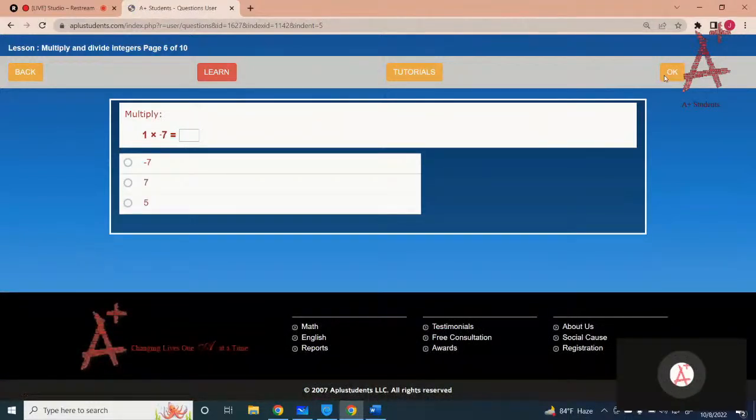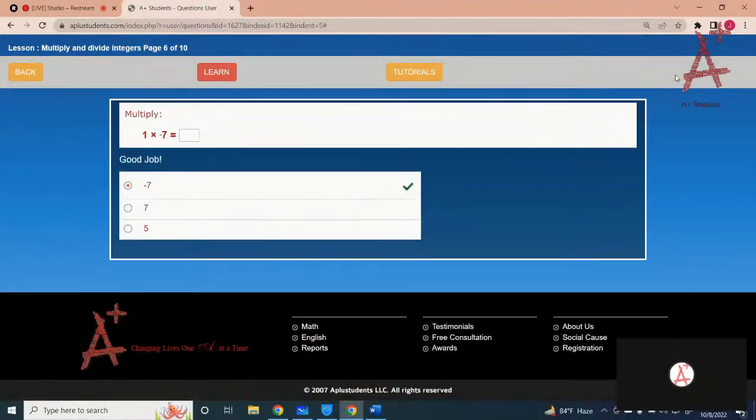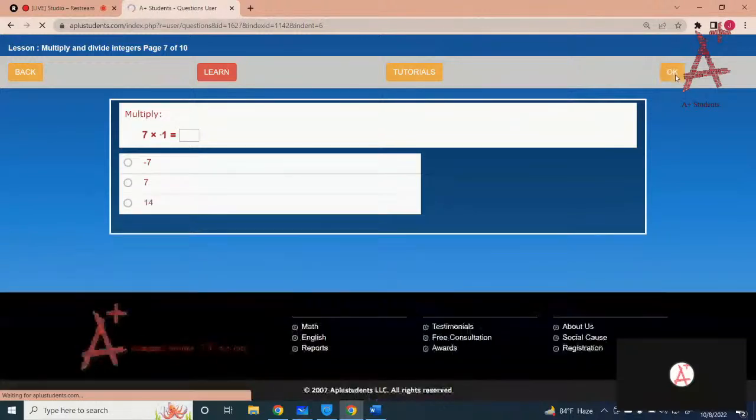Okay, 1 times negative 7 is, you are multiplying two numbers with opposite signs, so your answer must be negative. So it would be negative 7. Got it? Okay, again 7 times negative 1. So you're multiplying two numbers with opposite signs, so your answer must be negative. It would be negative 7. Got it?